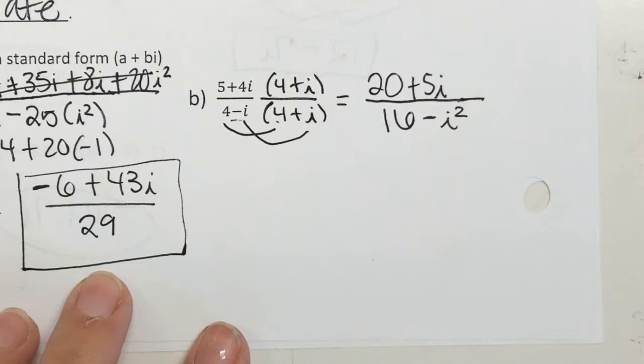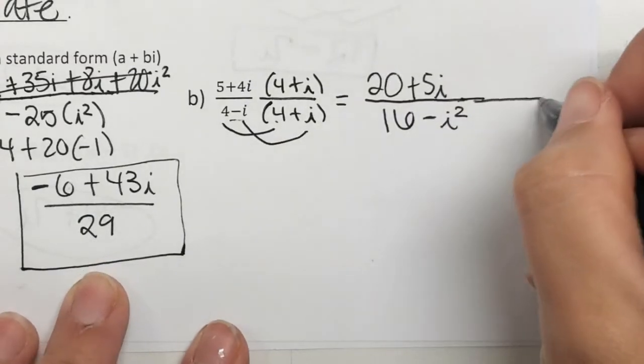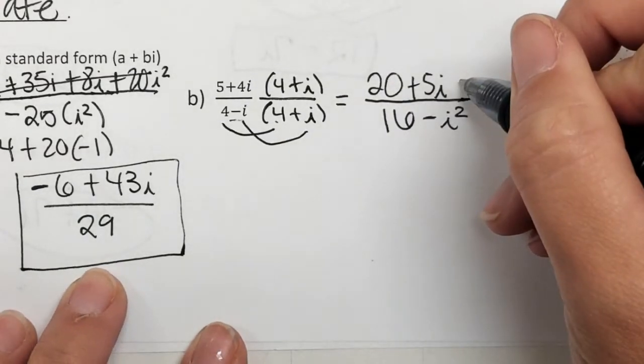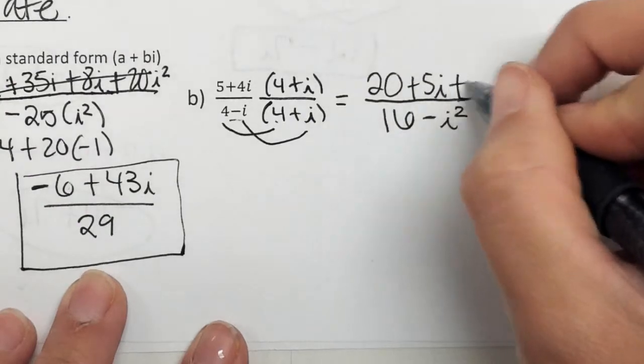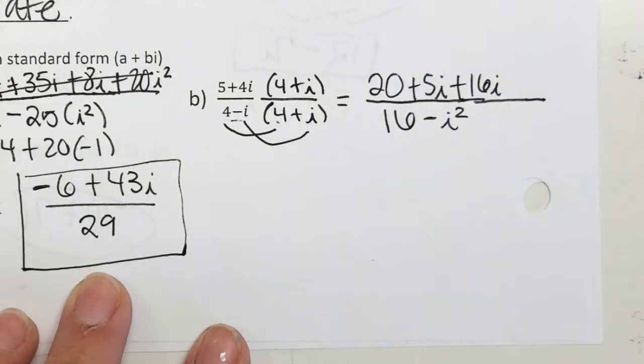Help me out, Kayla. You're Michaela, but you go by Kayla? Okay, Michaela. Alright, what are my inside terms? 5i and 16i. Yes, 16i. That's what I was looking for. Good.